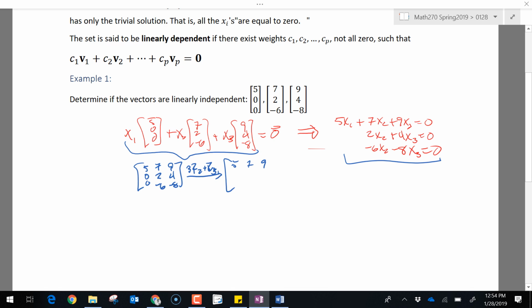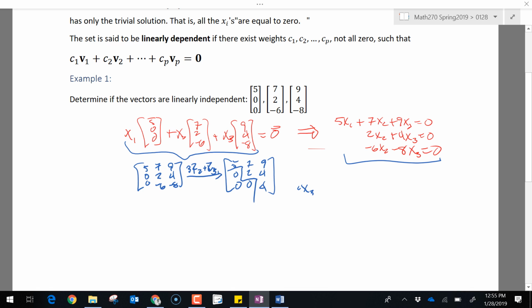So 5, 7, 9, the first row doesn't change. 0, 2, 4, this one doesn't change either, unless we want to, in our heads, multiply it by 1/2, but we'll keep it like that. Then 0, 0, and the point is to make this row reduced or row echelon. We have 0 for the second element in the third row, and then positive 3 times 4 is 12, 12 plus negative 8 is 4. So it looks like it's in row echelon form, and you can just take it from here. Now that we have row echelon form, we can back solve for x3, x2, and x1.